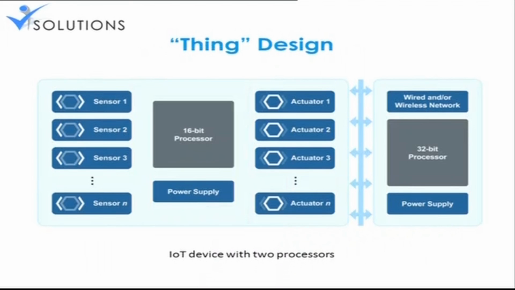Fine. So coming here, let me make it a little faster. You can have a 16-bit processor for sensors and actuators with a power supply built in. And this is for your communication purpose. You can have a separate 32-bit processor. Which means that you will have two processors. Processor number 1 will be for sensors and actuators.